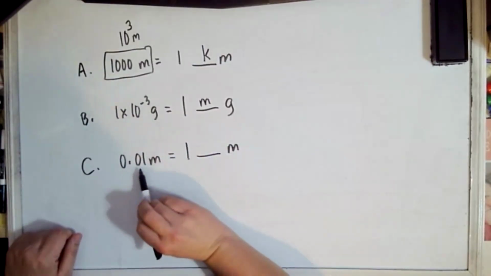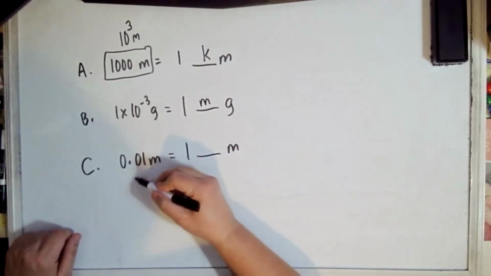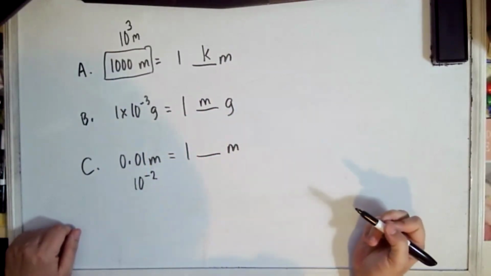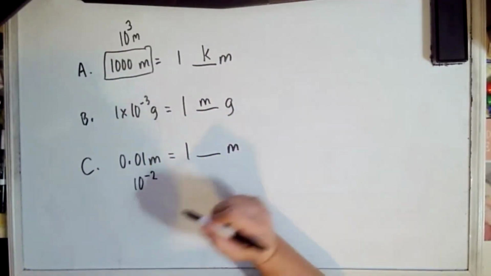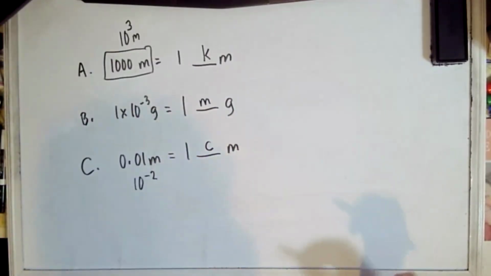Okay. And then here we have 0.01. If we want to write this in scientific notation form, we would move that decimal over 2 places. So our exponent here would be -2. And the -2 prefix is centi. Okay.